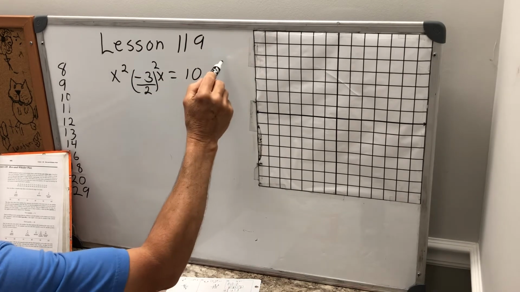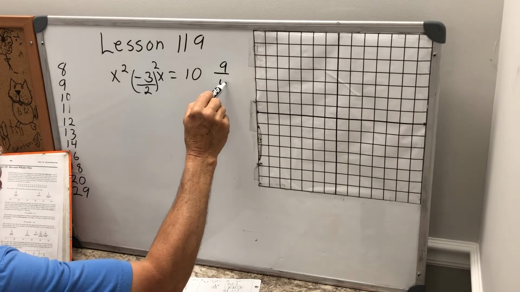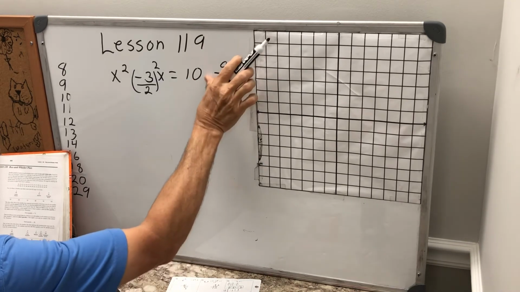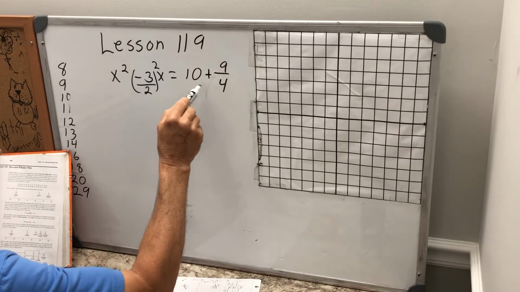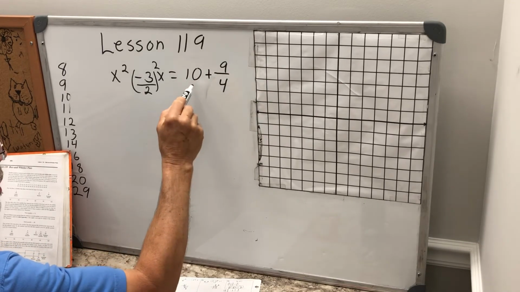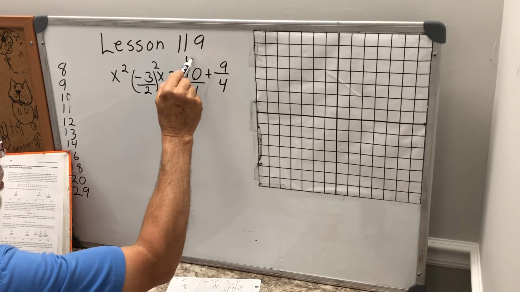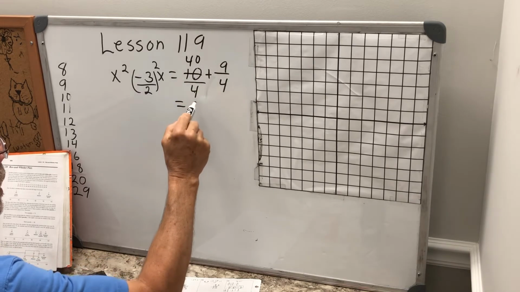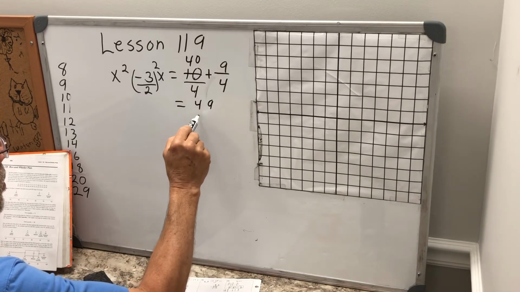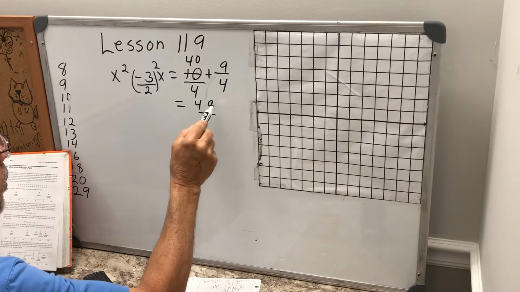-3 times -3 is a 9. 2 times 2 is 4. So add these, always add these 2 together. And I have to get a common denominator to add these together. That looks like a 4 would be. That would make 4 times 10, that's going to be 40. So my final on this is the square root of 49 over 4.